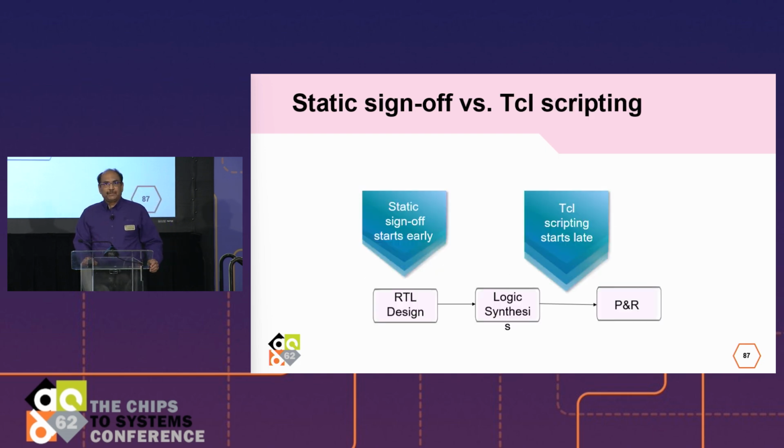Compared to Tcl scripting, the benefit that static analysis provides is that it can be performed very early. With Tcl scripting, you have to wait for post-synthesis netlist to perform checking. And another advantage is that the performance that you can get with static analysis is orders of magnitude better compared to Tcl scripting solutions.